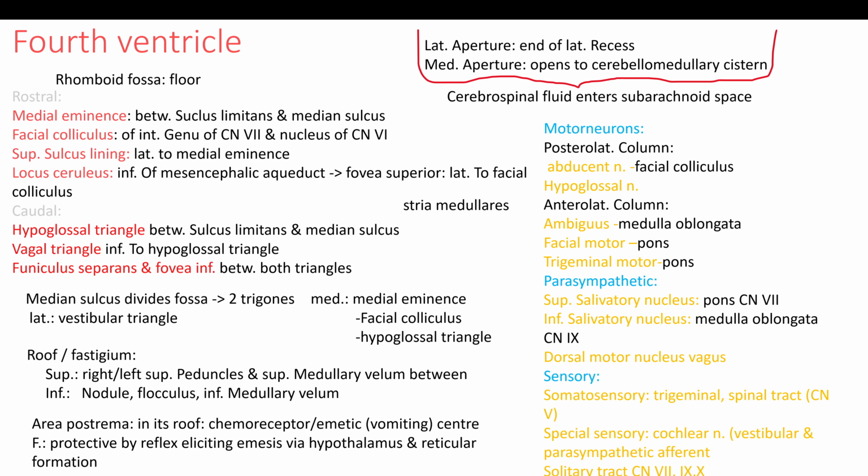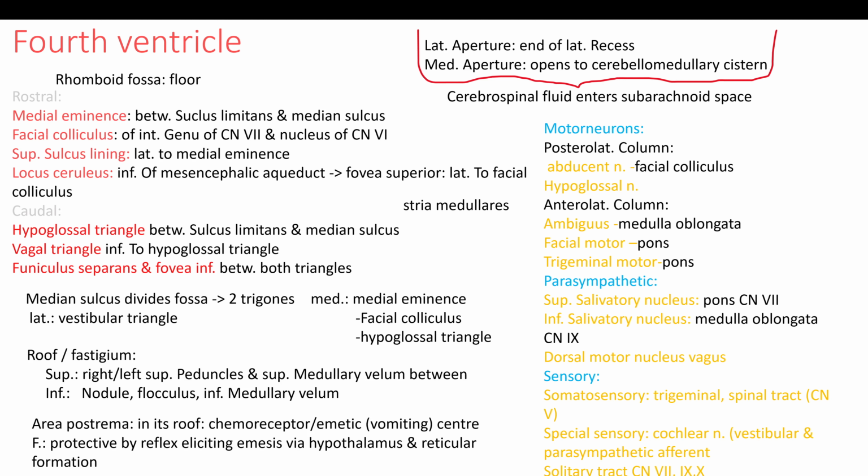We get to focus on nuclei of CN V to CN XII, located on the floor of the fourth ventricle according to the following order. First we got the motor neurons. The nucleus of the abducens nerve is at the level of the facial colliculus, and the hypoglossal nerve nucleus in its posterior medial column. In its anterior lateral column we got the nucleus ambiguus in the medulla oblongata, facial motor nucleus, and trigeminal motor nucleus, both in the pons. Then the parasympathetic nuclei: the superior salivatory nucleus in the pons for CN VII, inferior salivatory nucleus in the medulla oblongata for CN IX, and dorsal motor nucleus of vagus.